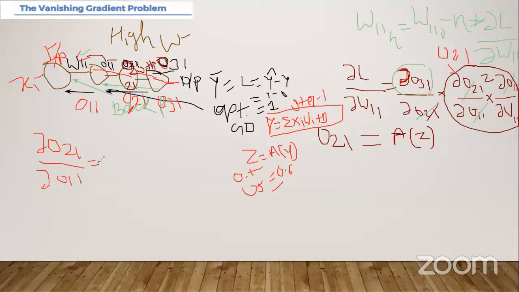So how can I write that? I understood this as a of Z, right? So that will be the derivative of this Z, the activation Z, with respect to Z, dz, and again that dz, chain rule, same thing, dz divided by what? Derivative of O11, right? I am trying to simply expand O21 with respect to O11.